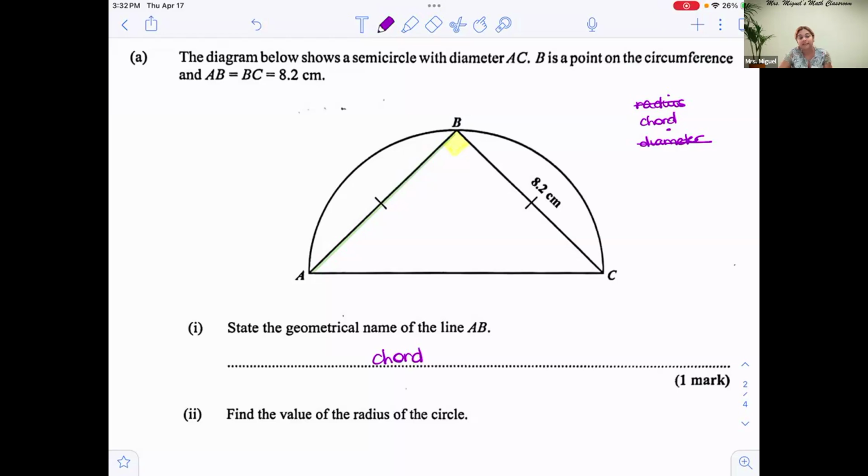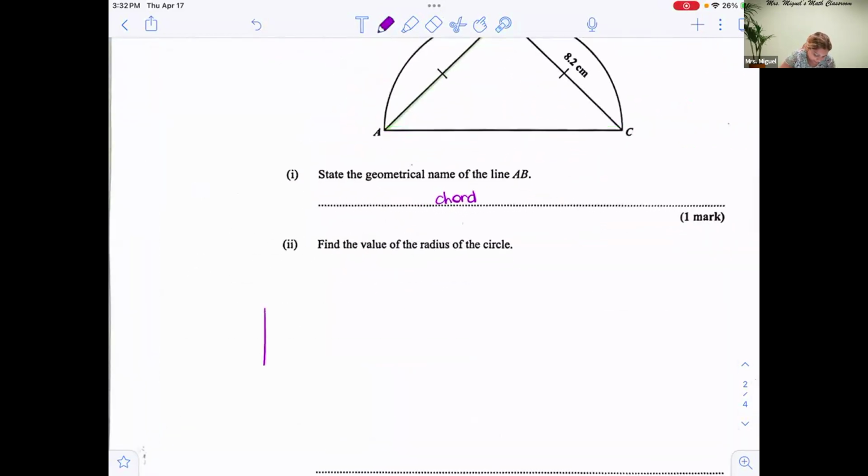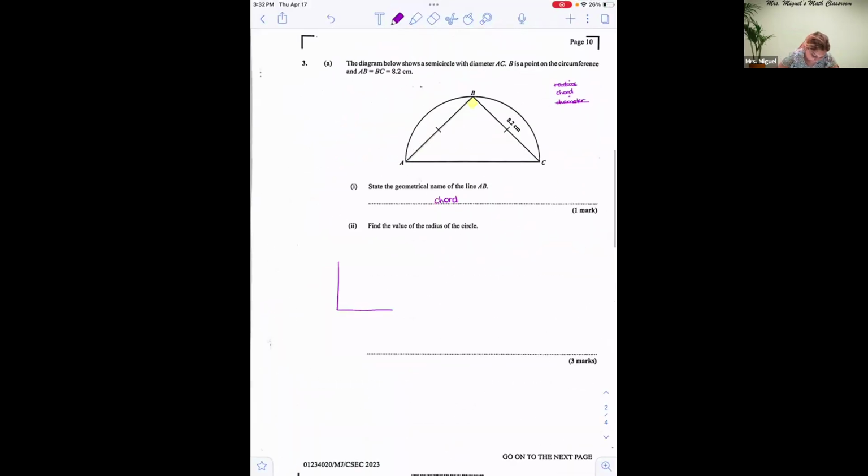They ask you to find the value of the radius of the circle. So here, this is the diameter, and it is also the hypotenuse. So I could draw this as a right triangle. Because it is a right triangle, I can label here B. This is my right angle. This is C, and this is A. BC is 8.2, and AB is also 8.2. I want to find the hypotenuse. It is a right triangle, so I am going to incorporate Pythagoras' theorem.